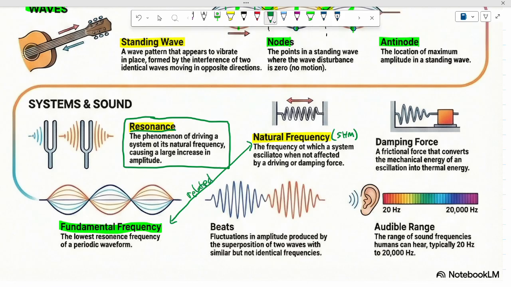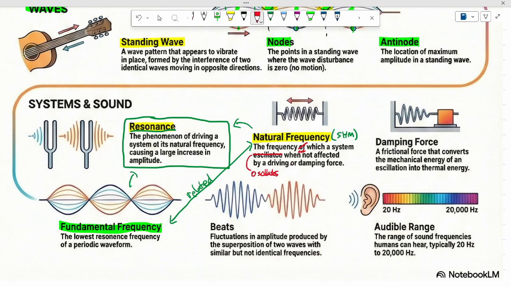At least in the context of resonance, natural frequency and fundamental frequency are quite similar. In a way, they relate to resonance, so how they relate to resonance are similar. So natural frequency, there are typos again. The frequency at which a system oscillates. Let me just rewrite. This is oscillate when not affected by a driving or damping force.